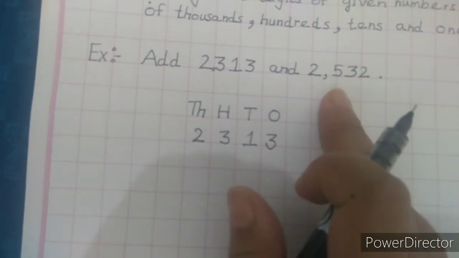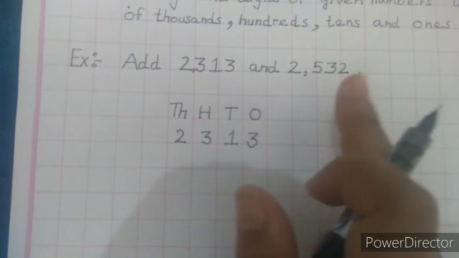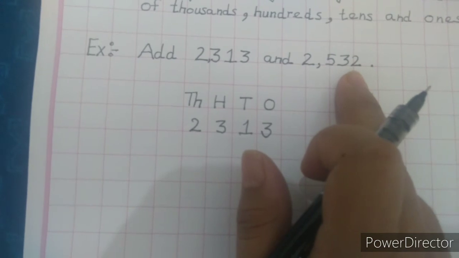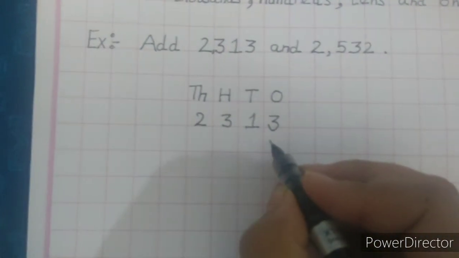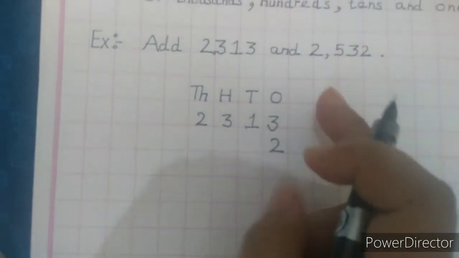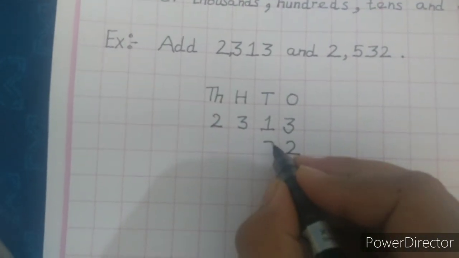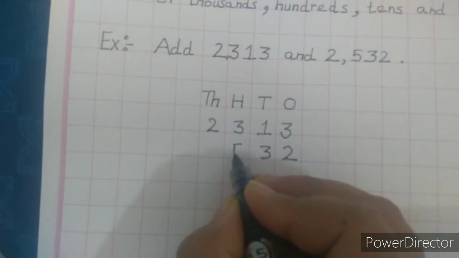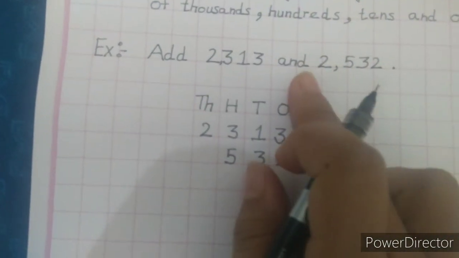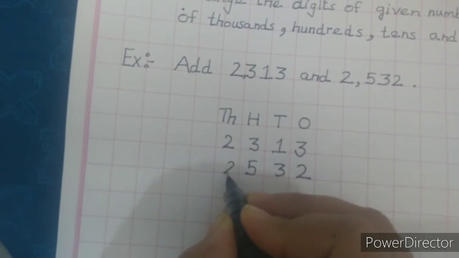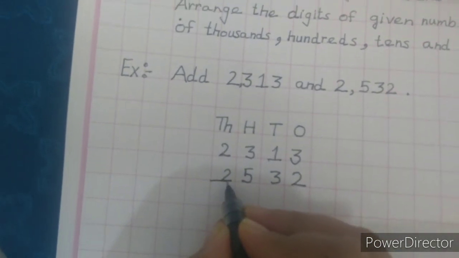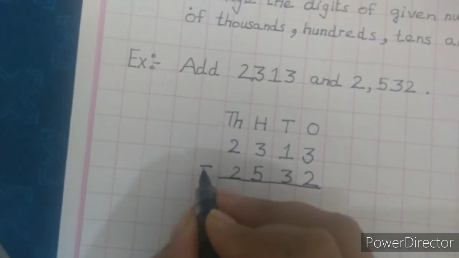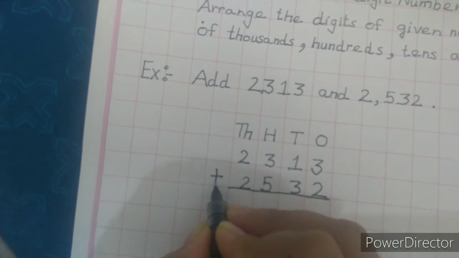And the number to be added with this is 2532. So here the digit in the ones column will be 2. In tens it will be 3. In the hundreds column the digit will be 5. And in the thousands column the digit will be 2. Then we will put this line and put the sign of addition, that is the plus sign.